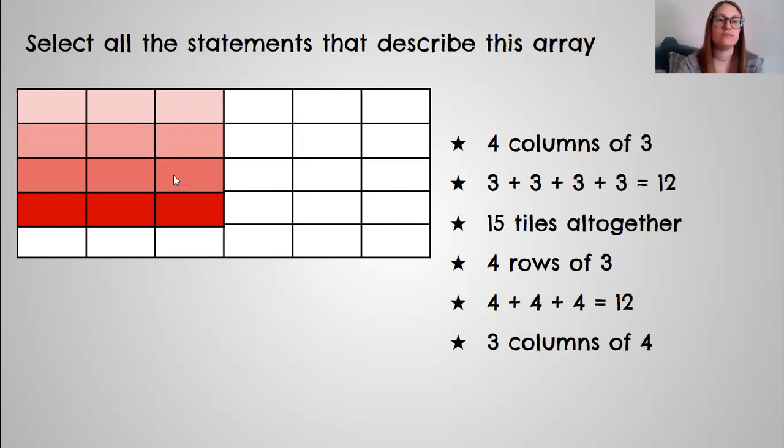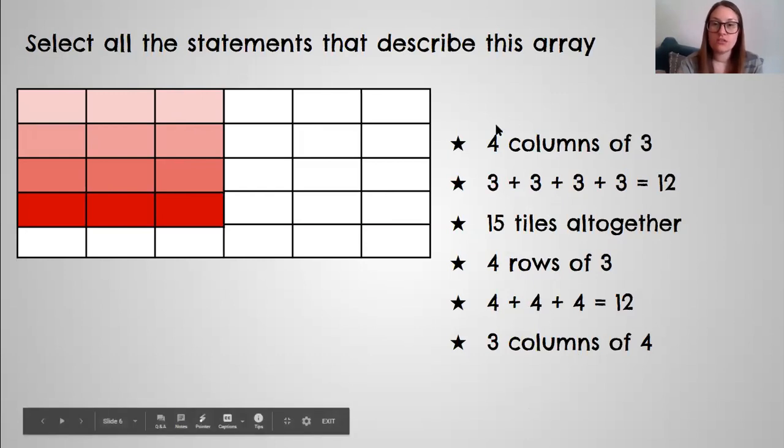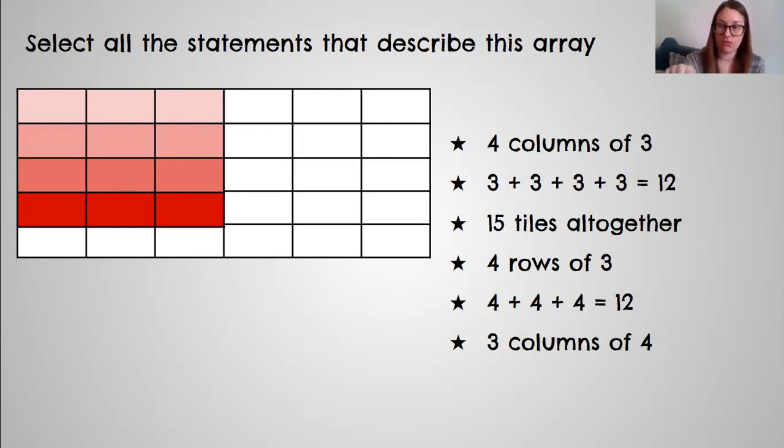So here's the array. I'm just going to go through part by part and just figure out if it's true or not. So is this array showing me 4 columns of 3? So do I have 4 columns going up and down? Let's look. 1, 2, 3. That says 4 columns. So is that true or false?